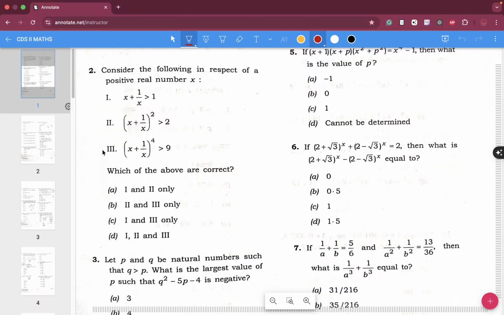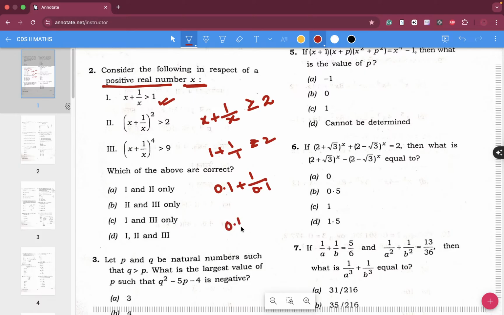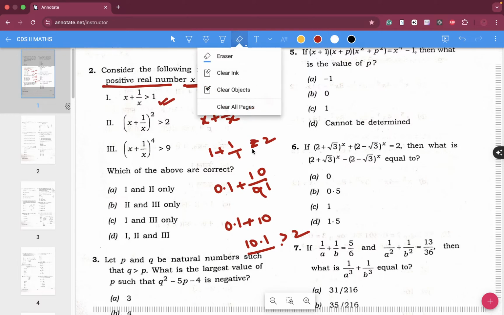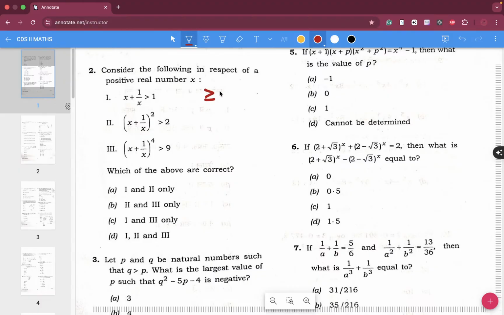Now we have some easy questions, so we'll move a bit fast. Consider the following in respect of a positive real number. When we are talking about a positive real number, it's always the case that the sum of the number and its reciprocal is greater than or equal to 2. If I take 1 plus 1 by 1, it is equal to 2. Even if you take 0.1 plus 1 by 0.1, that becomes 0.1 plus 10, again greater than 2. So one thing is certain: the sum of the number and its reciprocal is always going to be greater than or equal to 2.